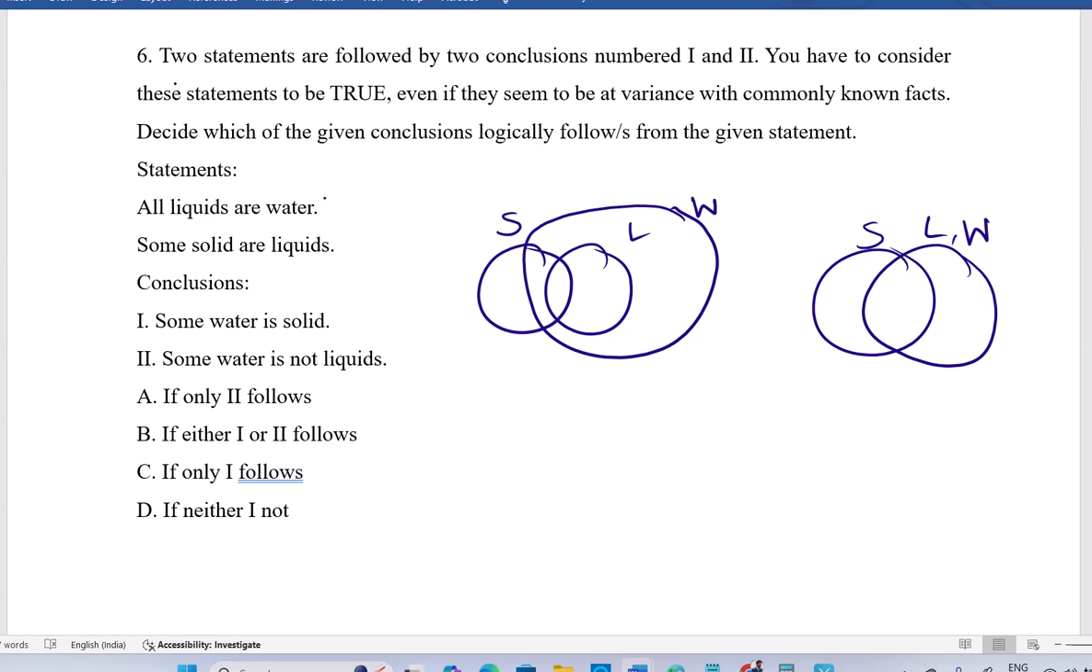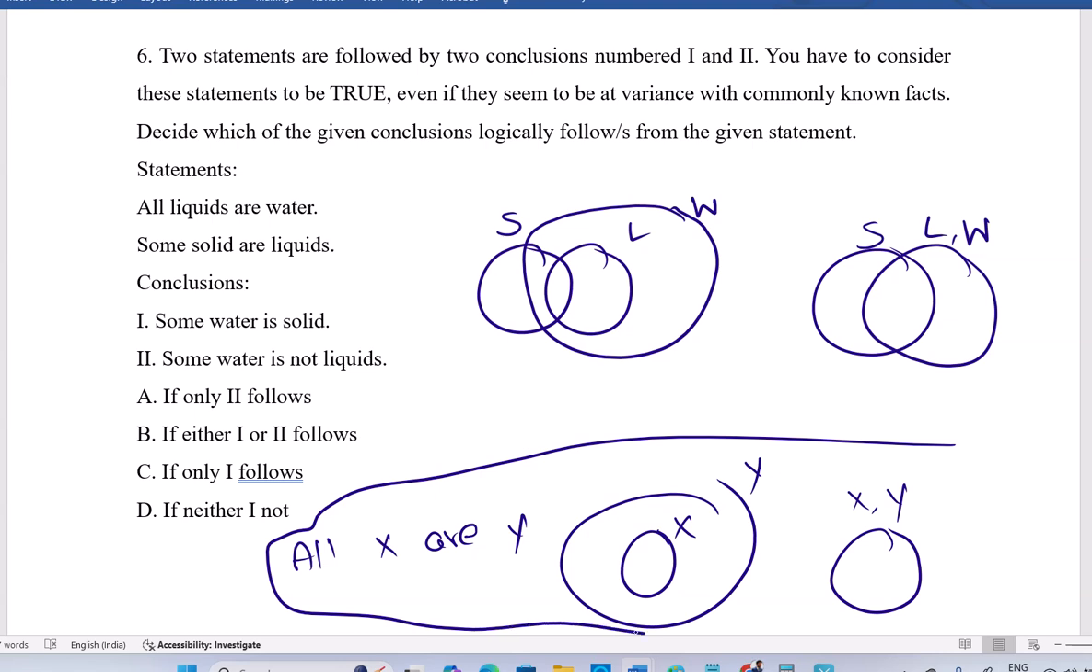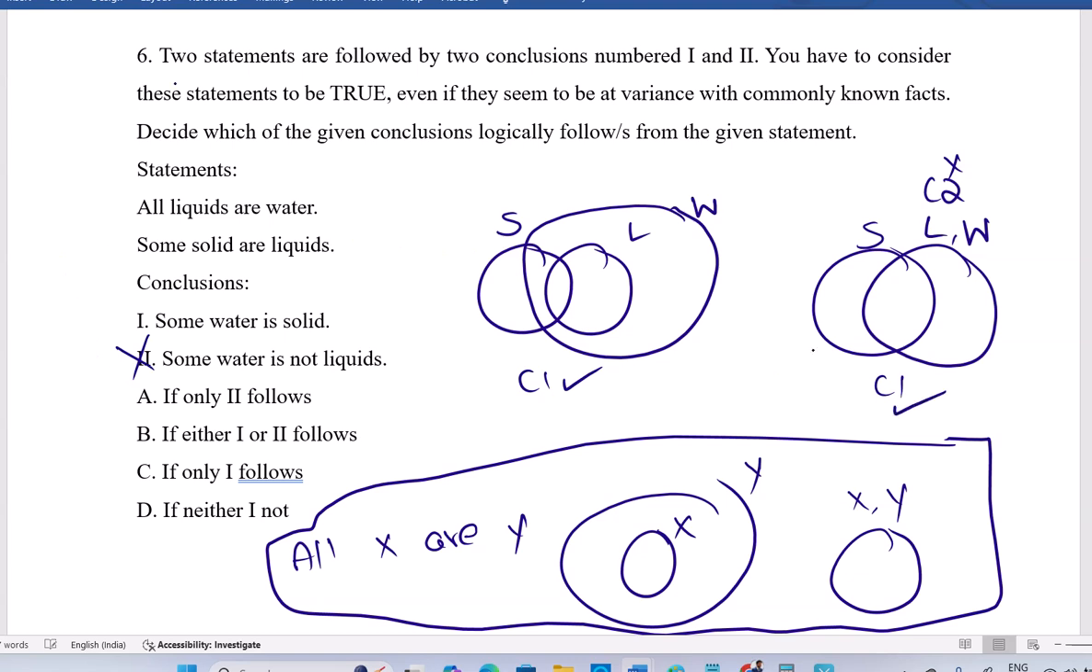See, for all x are y, there are two diagrams for your kind info. One diagram is this, the other diagram for all x are y is this, also fine. Both diagrams we can draw as per that. Second one failed here. All water is liquid. Here they said some water is not liquid, failed. Okay. Some water is solid. First one true. Here also first one true. First one follows. Only one follows.